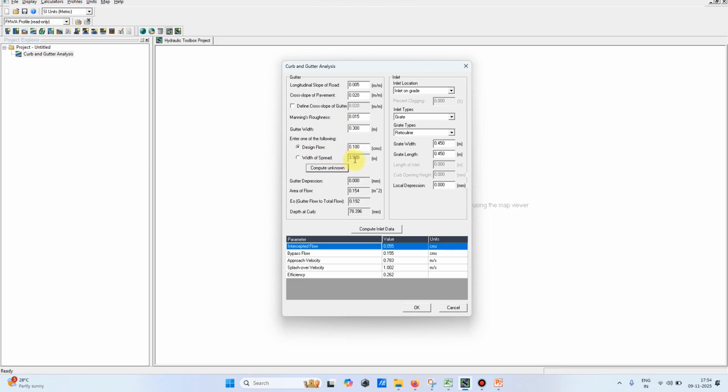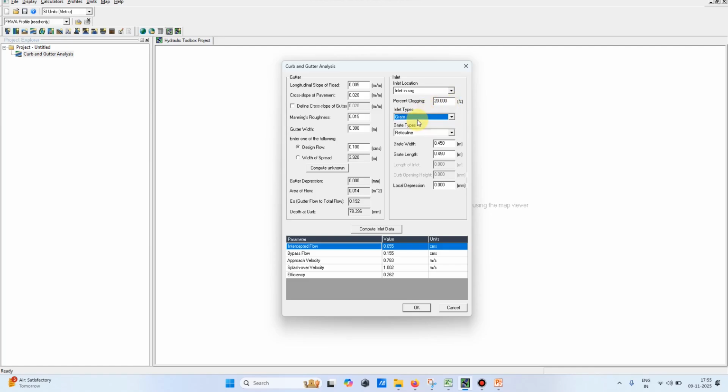Now what I have to do is design the in-sag inlet. So here I have to change this inlet on grade to in-sag inlet. Regarding the percentage clogging, in the in-sag inlet there is a high chance of clogging due to some floating elements and debris. So I will consider some percentage of clogging here. In the in-sag inlet I am considering 20% clogging.